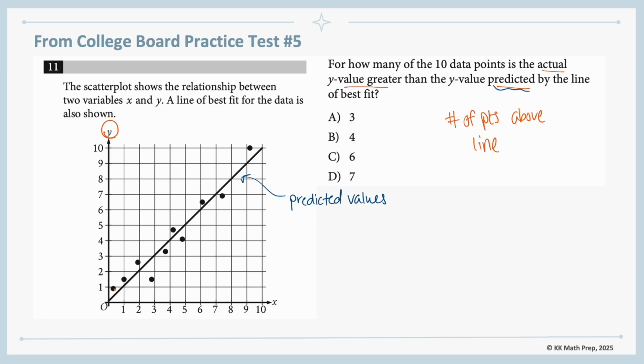So I would have this point is above the line, this one. These are below the line. I have this one here, here, and here. So 1, 2, 3, 4, 5, 6 data values are above the line or above the predicted value.